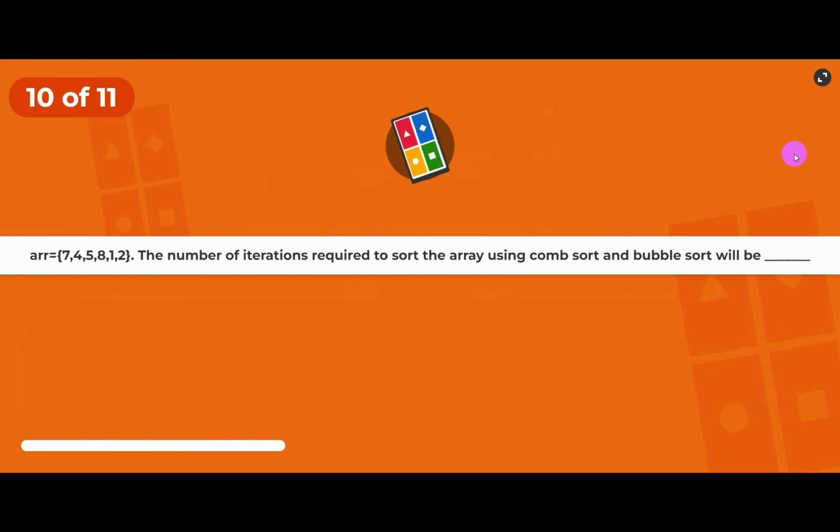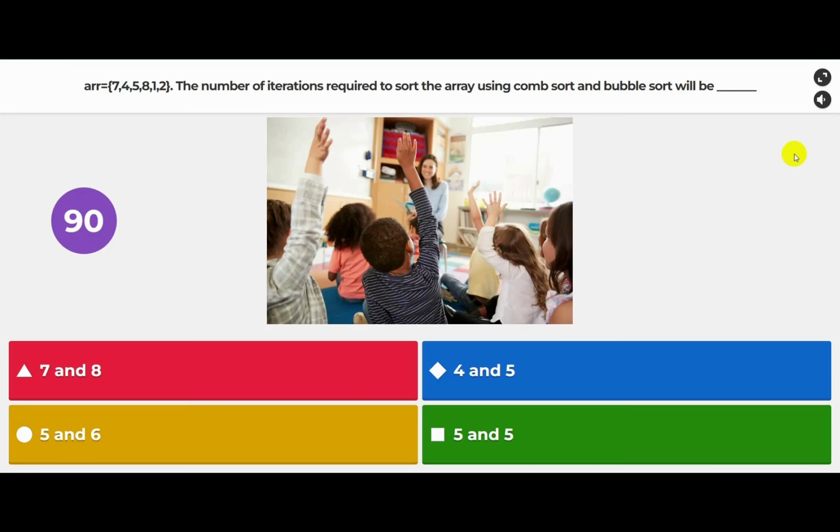The number of iterations required to sort the array using comb sort and bubble sort will be? The number of iterations in bubble sort is n-1, so 5, and the initial gap of comb sort is 6, and it shrinks by a factor of 1.3 in each loop until it remains 1, so it is 4. 4 and 5 is the correct answer.